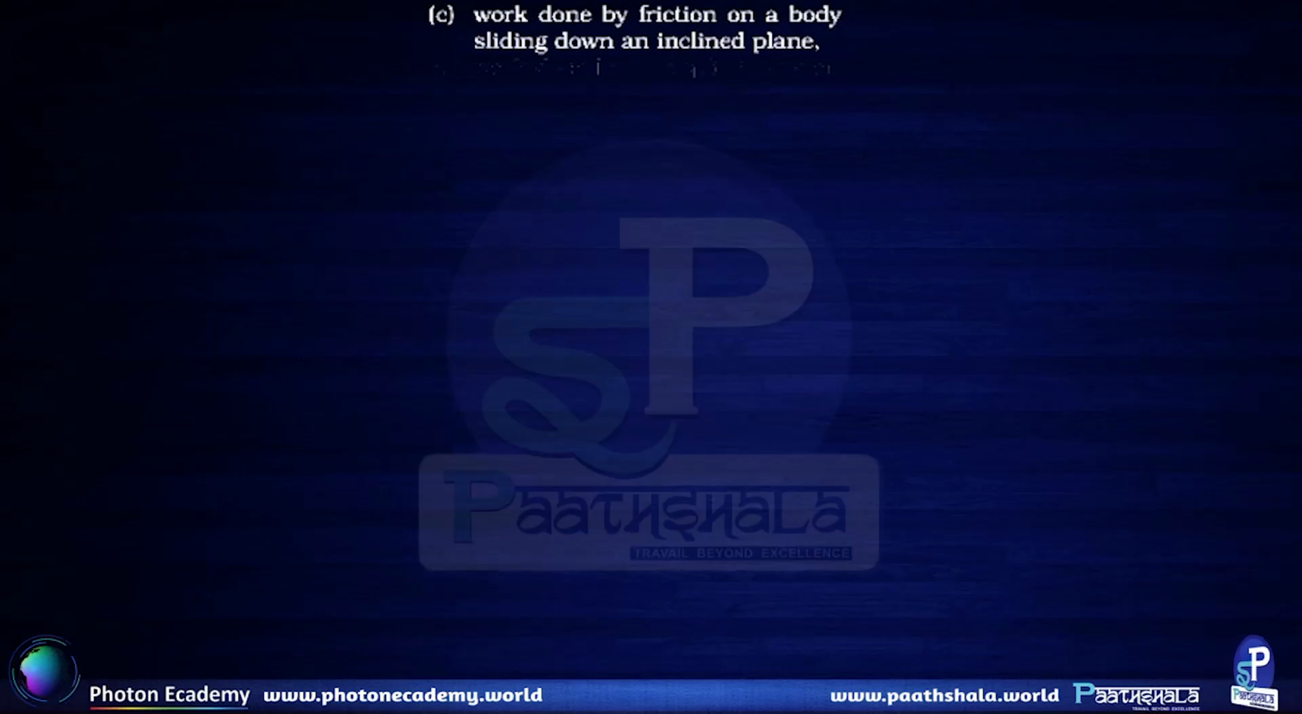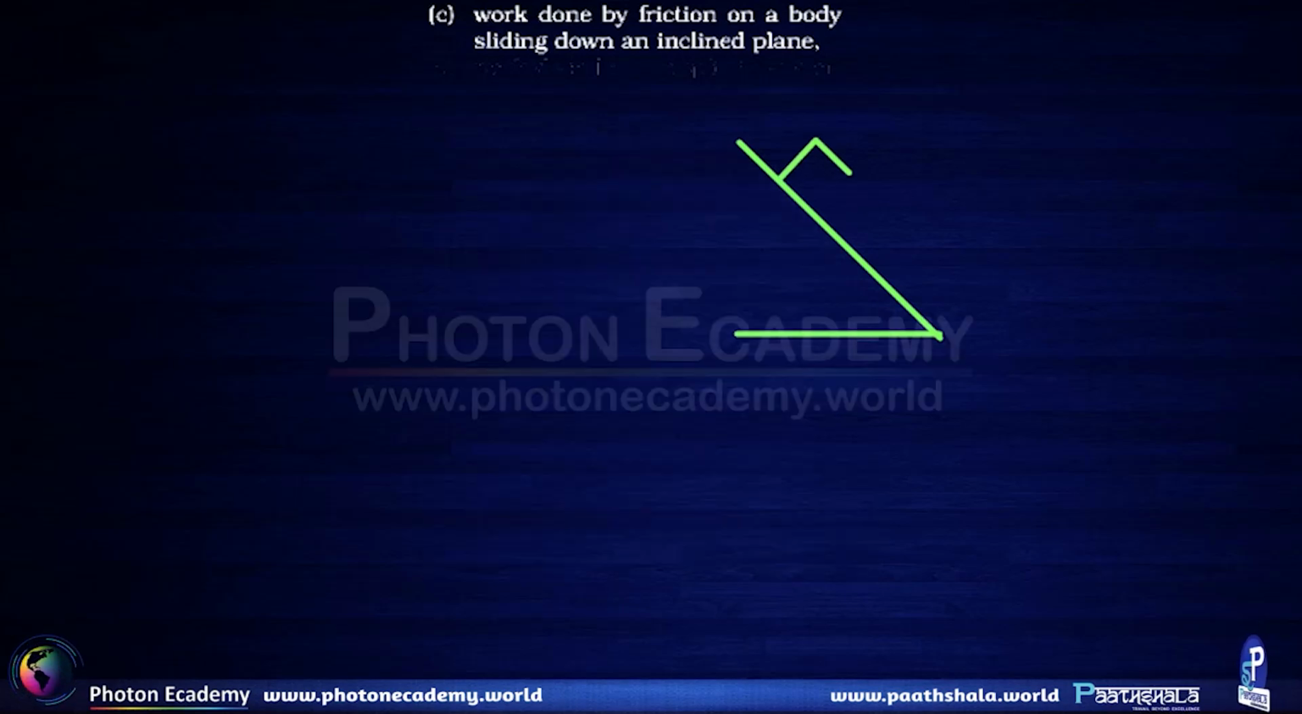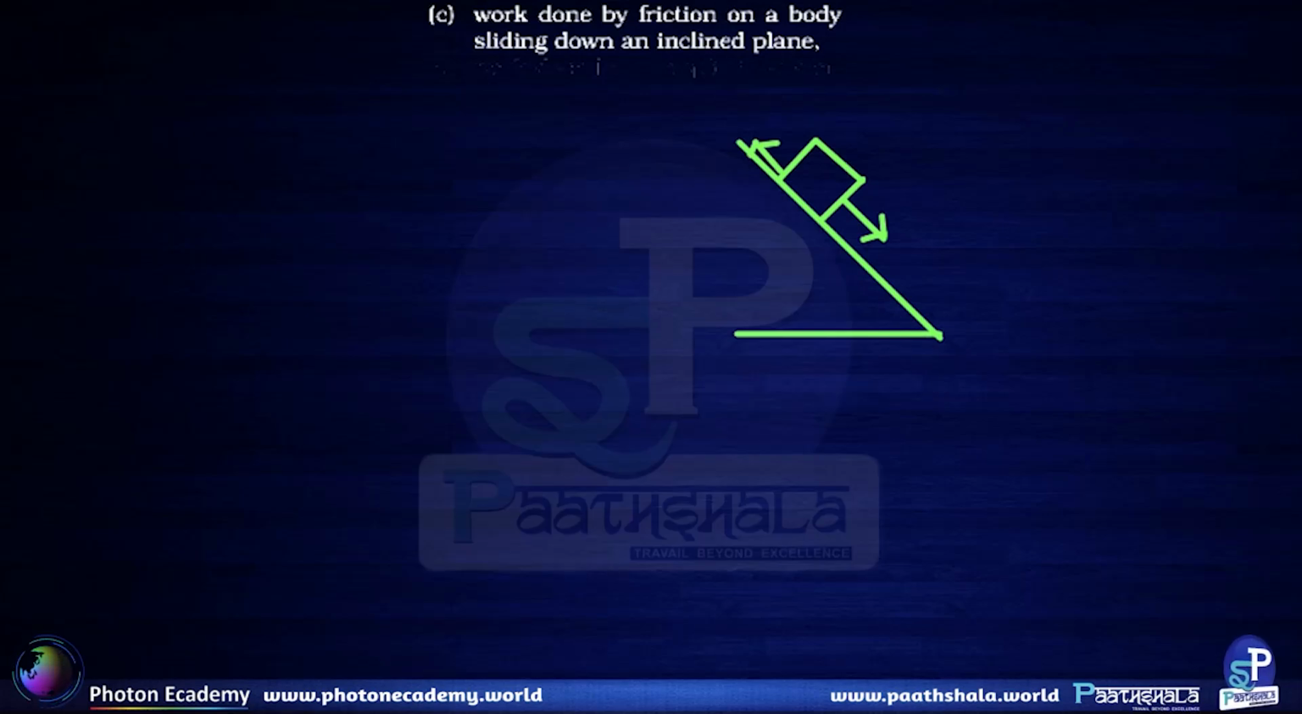Work done by friction on a body sliding down an inclined plane. So let us visualize like this. This is an inclined plane, and let us say there is some body which is sliding down the inclined plane. So this is the body which is coming down like this. So we know that the friction will act in the opposite direction on this body.